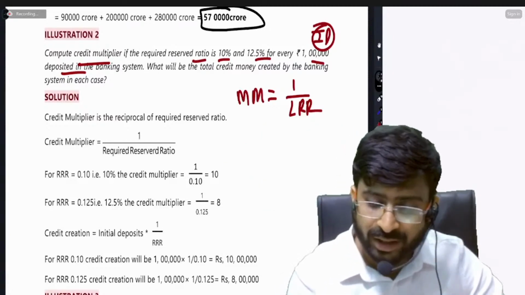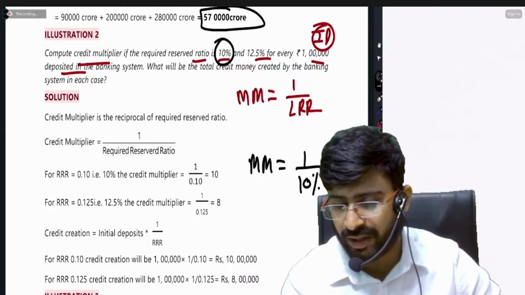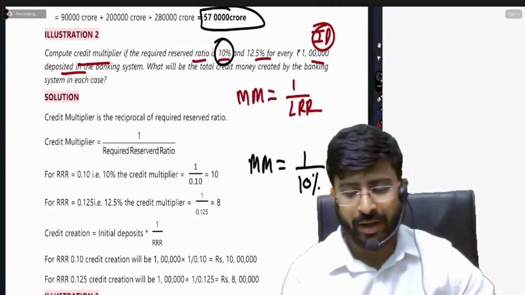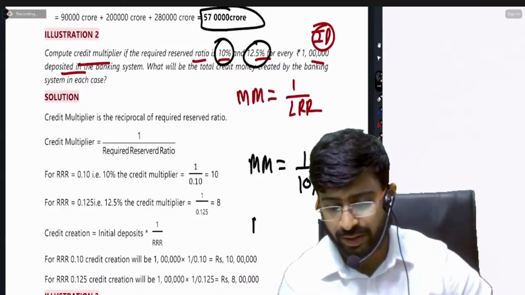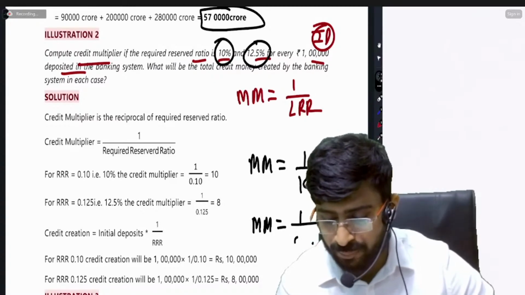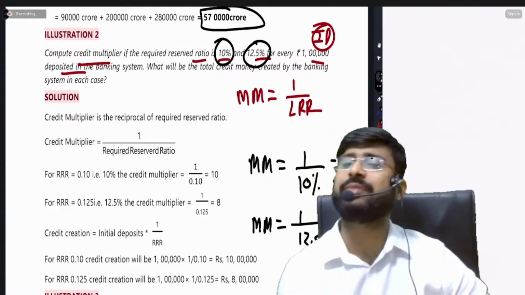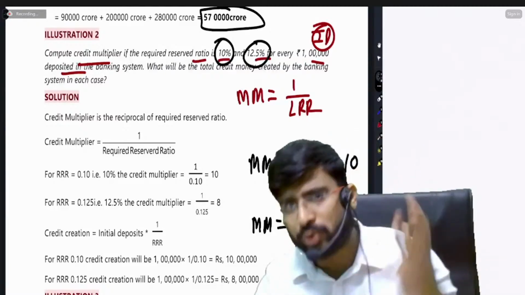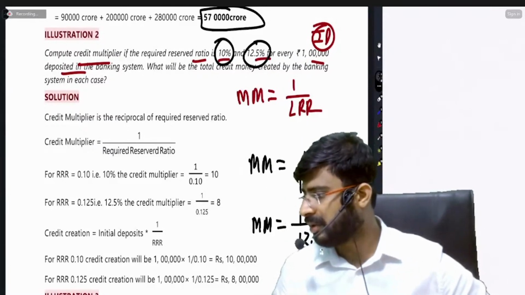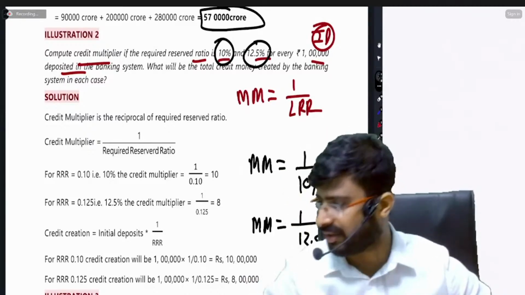So what I say is, if it is 10%, then money multiplier is 1/10%. That is 10 times. And if it is 12.5%, then money multiplier is 1/12.5%. That is equal to 8 times. Because information ही उतना है. E means excess reserve. I told na, E is excess reserve.